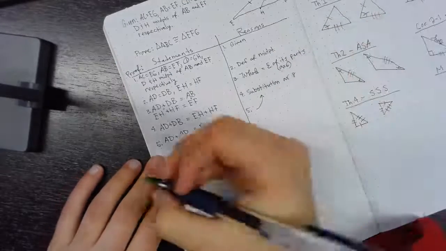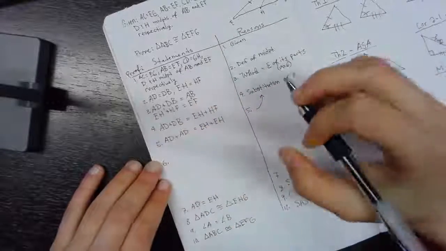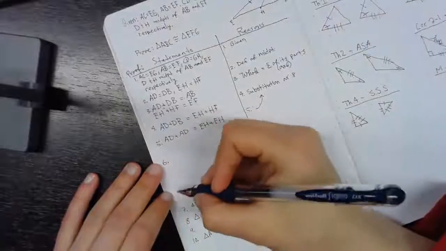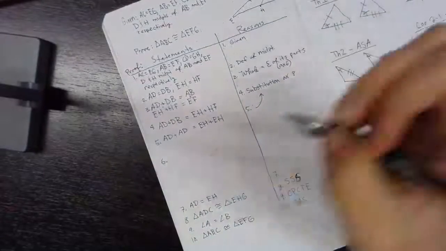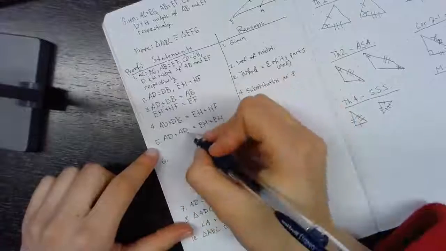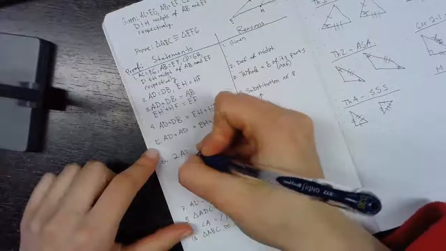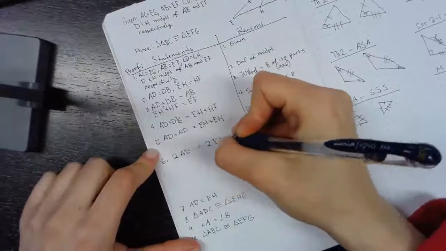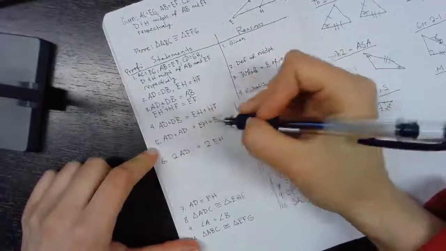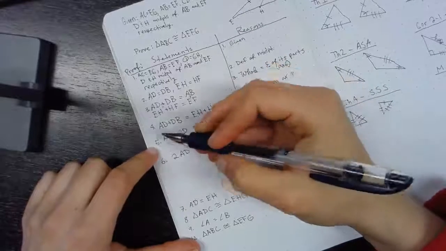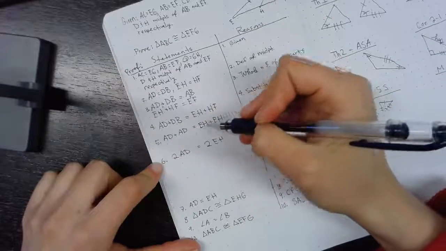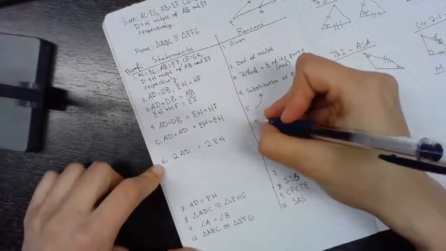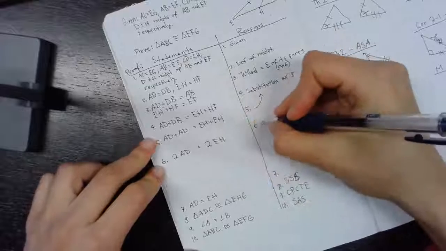Okay, number 6. We're getting really close. And this one just happened to be 10 steps. If not, you could do like 6.5, 6.6. But I see the missing step between here and here. Look at this. AD plus AD is equal to 2AD. EH plus EH is equal to 2EH. 1 plus 1 is 2. 1 AD plus 1 AD is 2 AD. 1 EH plus 1 EH is 2 EH. This is basically just addition.